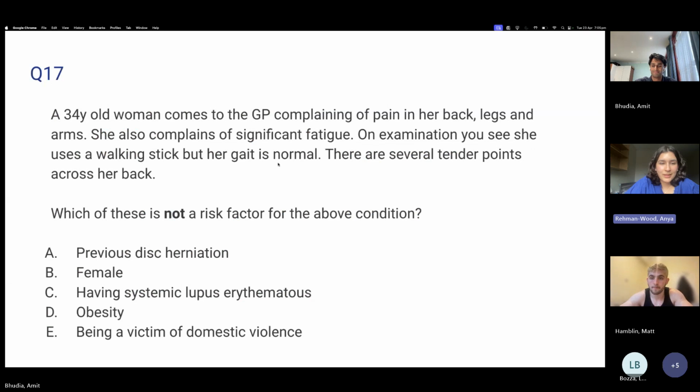So a 34-year-old woman comes to the GP complaining of back pain in her back, legs and arms. She also complains of significant fatigue. On examination, you see she uses a walking stick, but her gait is normal. There are several tender points across her back. Which of these is not a risk factor for the above condition?